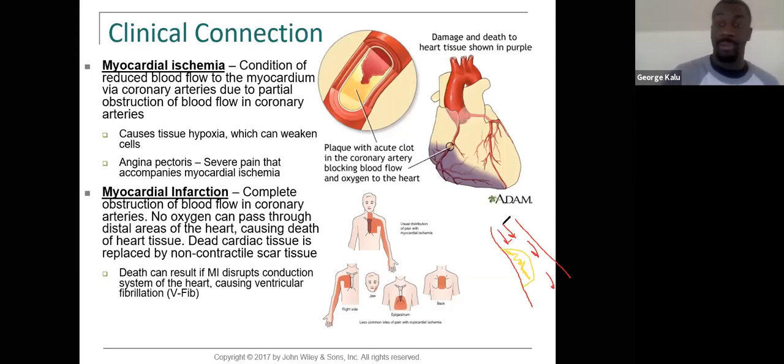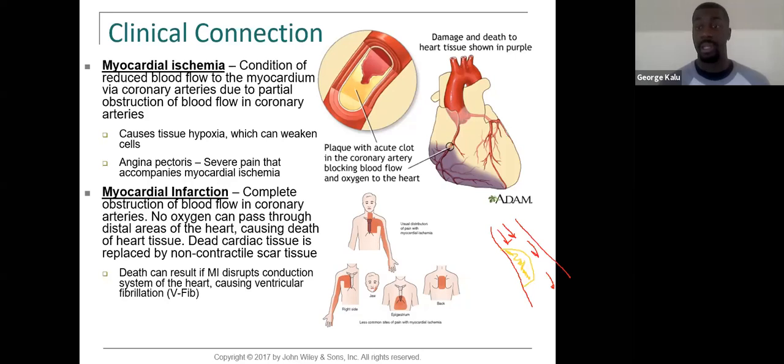Okay. And so as a result of having reduced blood flow, you end up delivering less oxygen to those areas of the heart that need it. One of the symptoms of myocardial ischemia is what's called angina pectoris, which is a very severe pain that happens inside the chest, which will usually accompany myocardial ischemia. Now again, this happens if blood flow is partially blocked to a part of the myocardium, or in the coronary vessels.